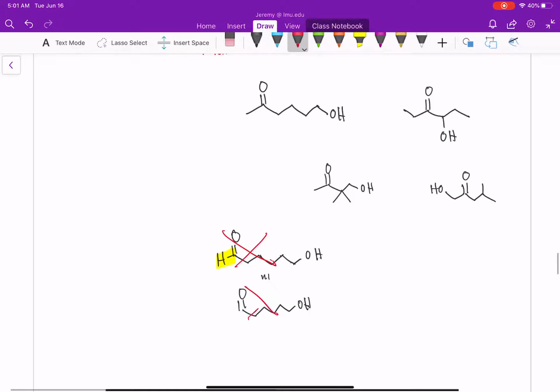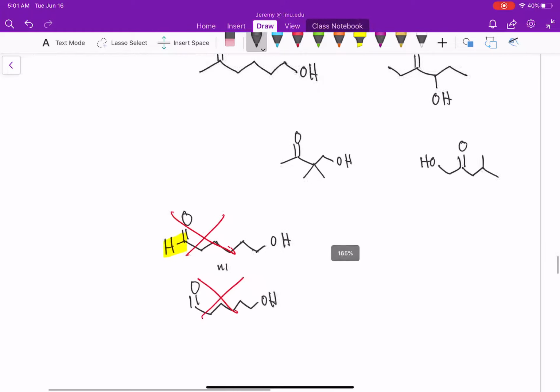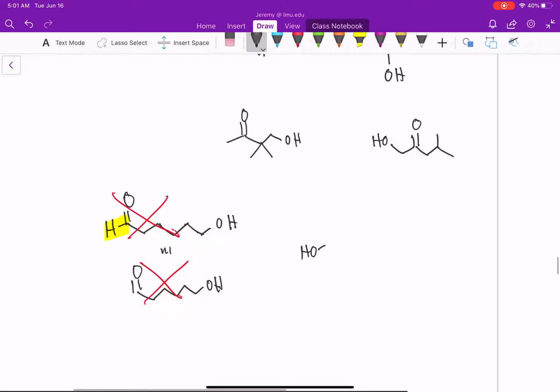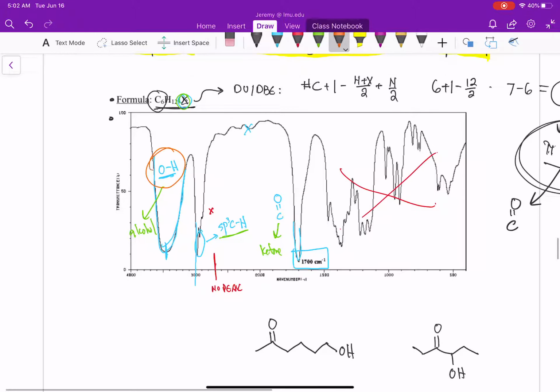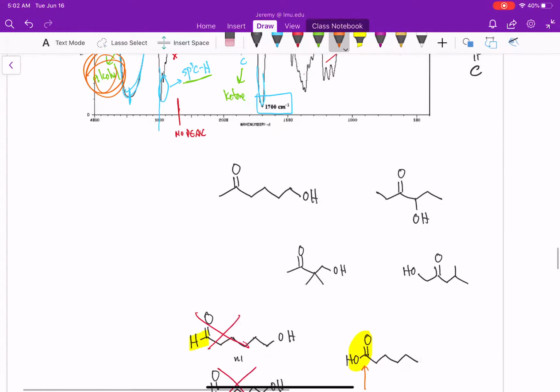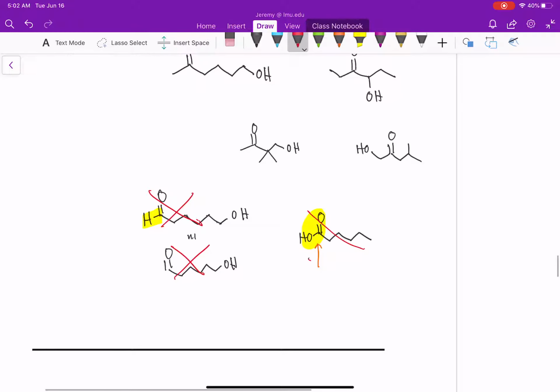These structures would not fit. Another structure that would not fit would be this, 1, 2, 3, 4, 5, 6. What's wrong with this structure? What functional group is this? That is a carboxylic acid. And what do we remember about carboxylic acids? This OH has to be an alcohol. It can't be a carboxylic acid, because carboxylic acid OH peaks come in zone 2. This is clearly the OH of an alcohol, so here's another structure that wouldn't fit.